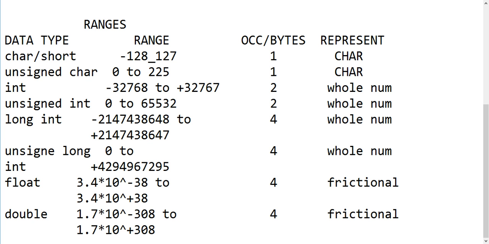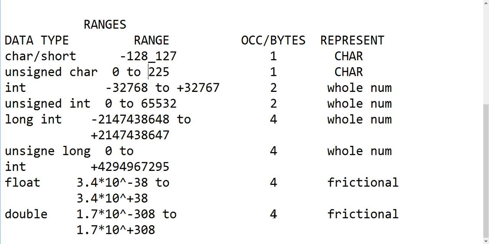Now, these are some ranges and types of data types, how many bytes they occupy and what they represent. So this is the basic idea. Do not mug it up. Just look at this. Later on, I will explain how it works and what it signifies. For instance, just go through it once.